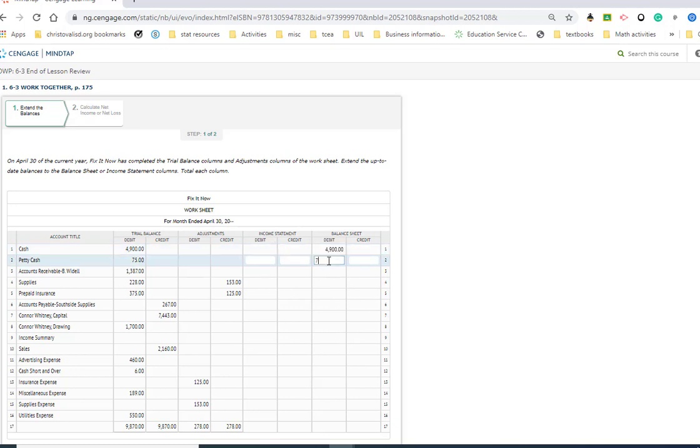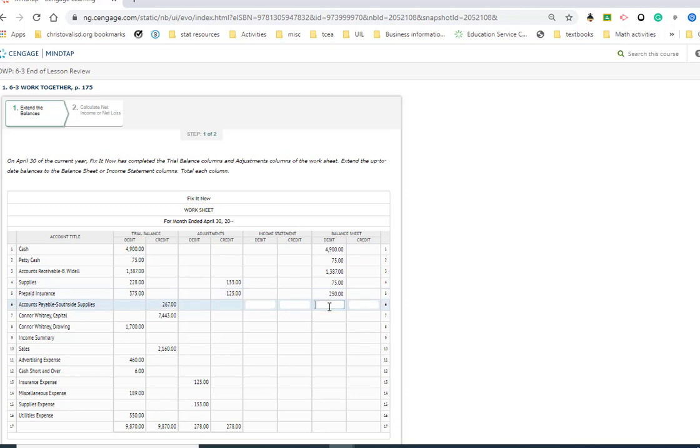So petty cash just slides on over. Our accounts receivable is going to slide on over. Our supplies, though, we have to subtract the difference. And when we subtract that number, we come up with $75. Next, we're going to do our prepaid insurance. We're going to subtract those two numbers, and we come up with $250.